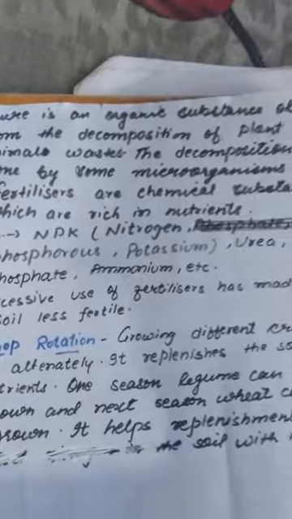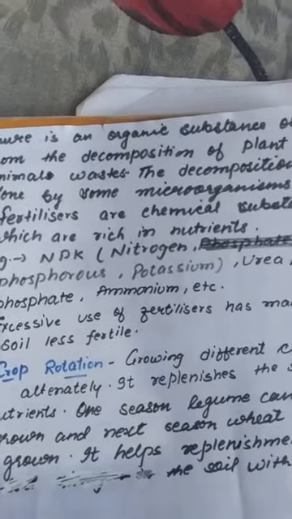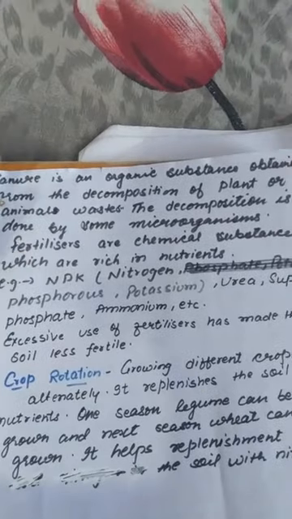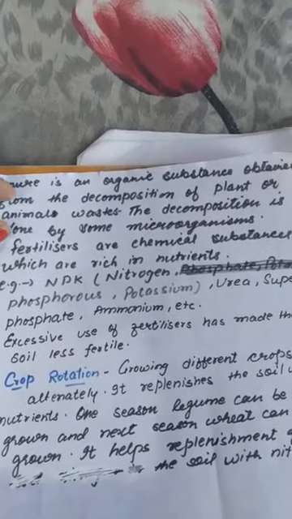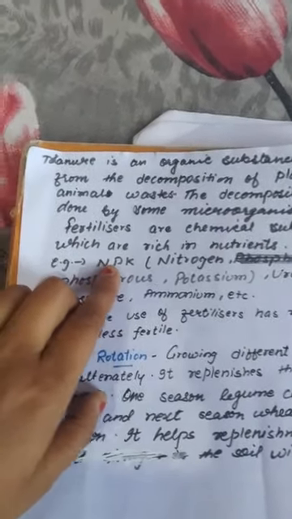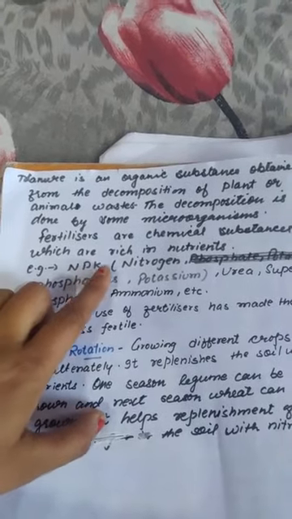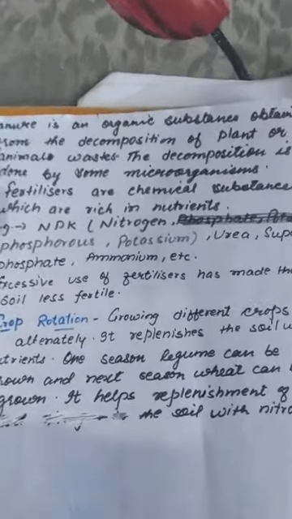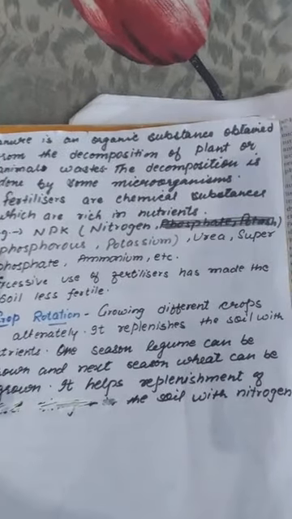And second is fertilizers, whereas fertilizers are the chemical substance which are rich in nutrients. These are formed in the factories. But manure is more healthy for the plants in comparison to fertilizers. NPK, the full form of NPK is nitrogen, phosphorus, potassium. Urea, superphosphate, ammonium are fertilizers which are used by farmers in their fields. As I was telling you about the manure, it is good for the plants.